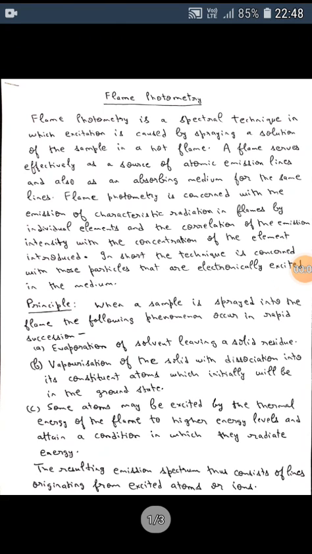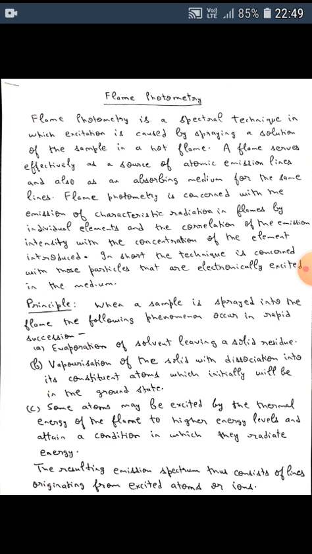Principles of flame photometry. Flame photometry is a spectral technique in which excitation is caused by spraying a solution of the sample in a hot flame. Flame can serve both as a source of atomic emission lines and also as an absorbing medium for the same lines. Flame photometry is concerned with the emission of characteristic radiation in flames by individual atom elements and the correlation of the emission intensity with the concentration of the element introduced in the flame.